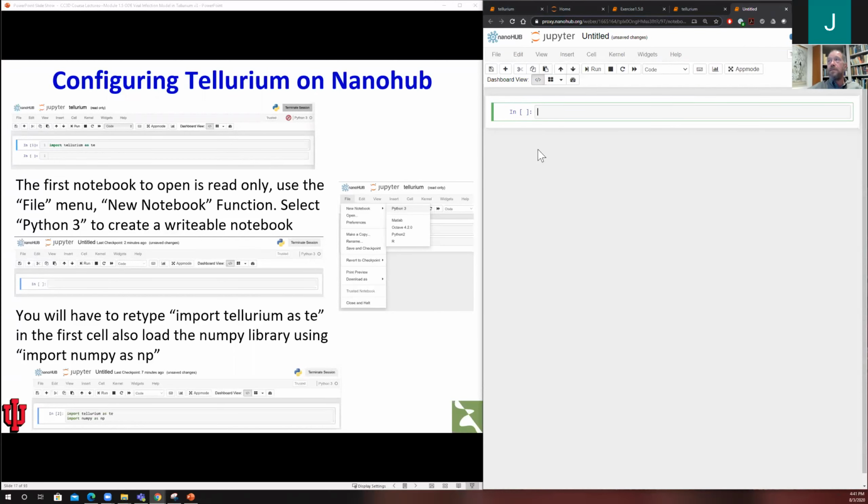And now you'll get a window that says nanoHUB, and it no longer says read only, but the import Tellurium as TE has disappeared. So type import Tellurium, did I spell it right, as TE. And I always recommend having NumPy available, so I would say import NumPy as NP.